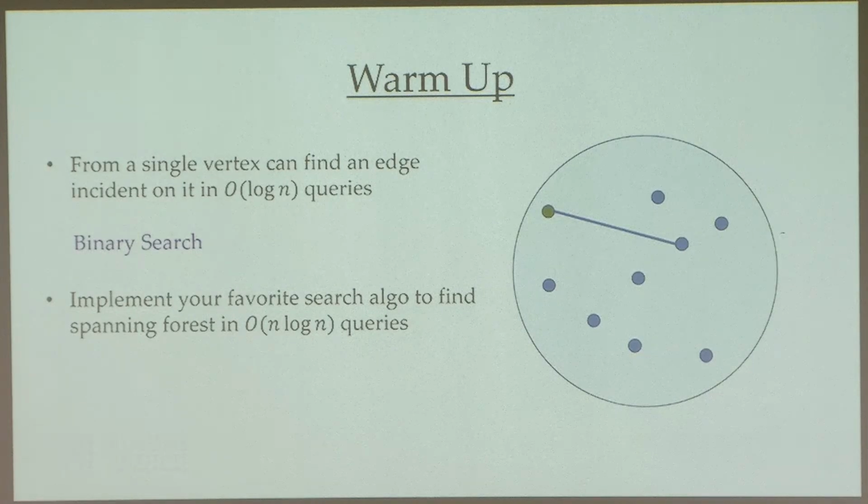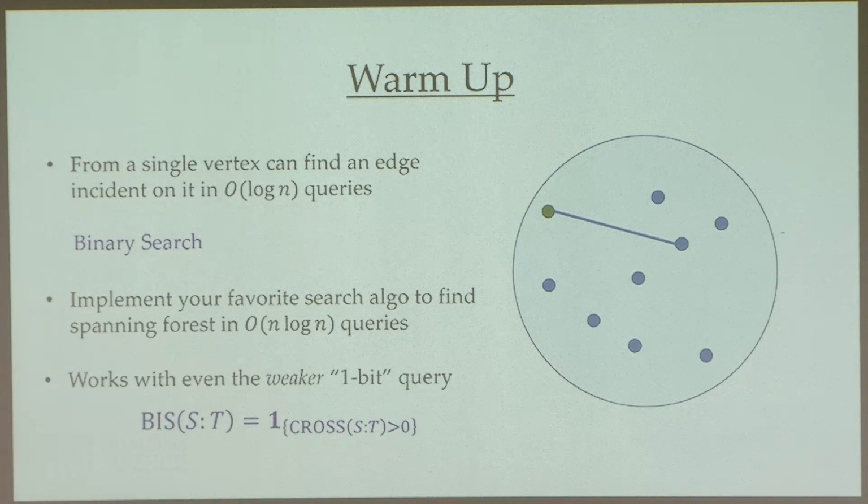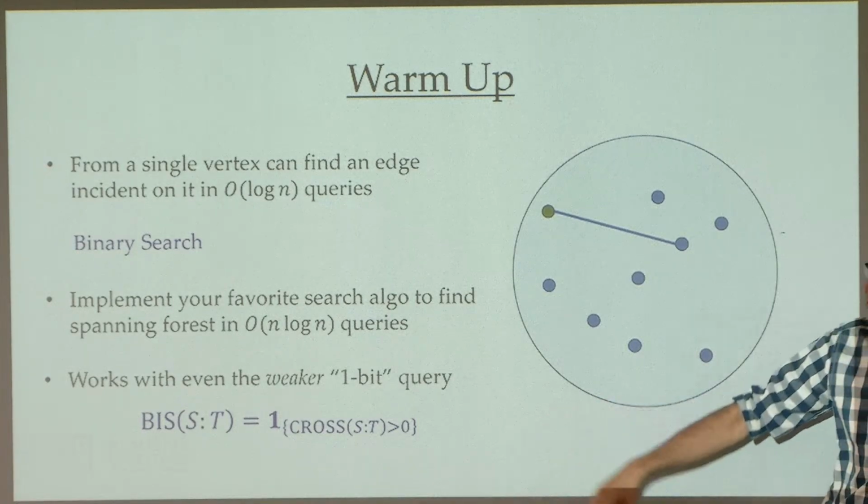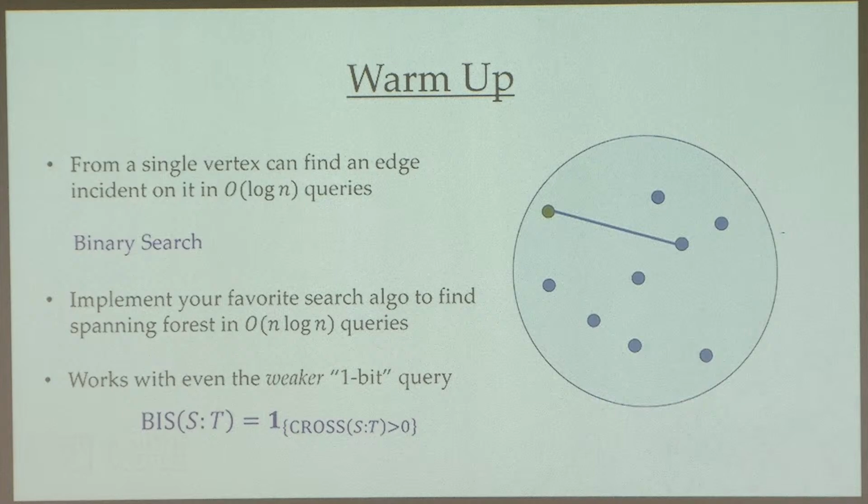of cut queries. You can just get away with what I call a 1-bit query, where just given subsets S and T, tell me if there exists an edge between S and T. Instead of the number of edges, just tell me the bit 1 if there exists an edge, or if not, then tell me the answer is 0. So this is called in the literature a BIS, a bipartite independent set query, the BIS query. And you just needed that to run this binary search algorithm.